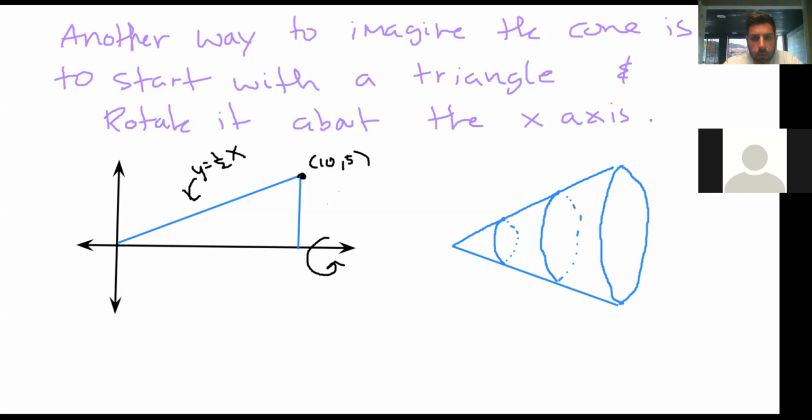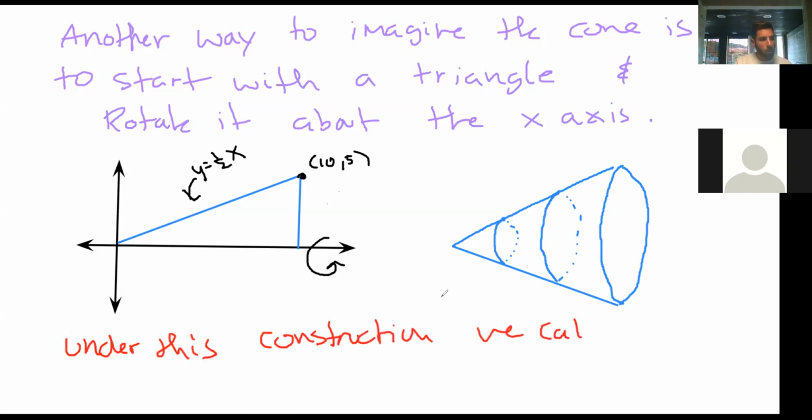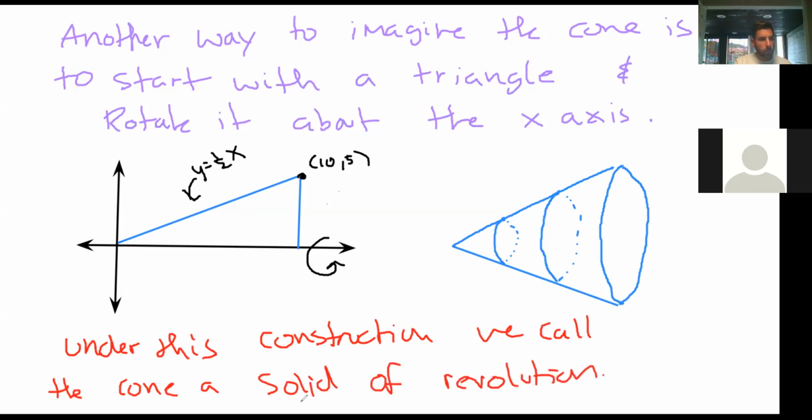So under this construction, we call the cone a solid of revolution, because it can be generated, at least in your imagination, by rotating some plane region around a fixed line.